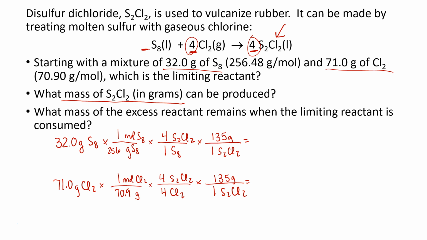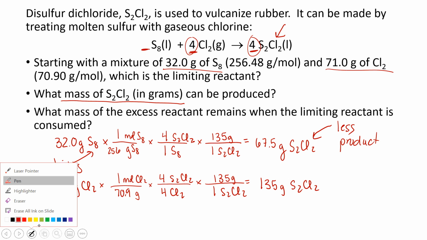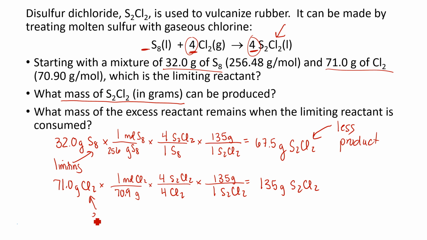Okay. So if you plug this in your calculator, times 4 times 135. So basically you're making, up here, like half a mole of your product. And down here, you end up making basically a mole of your product here. So this one makes less product, right? So that means that S8 is the limiting reactant, which means that your Cl2 is going to be in excess.